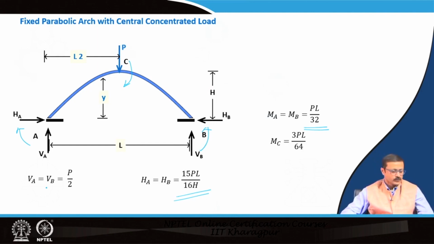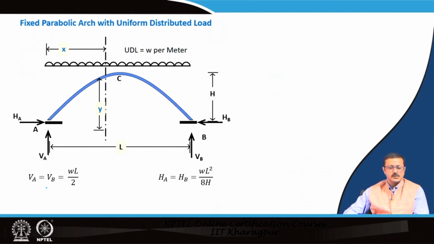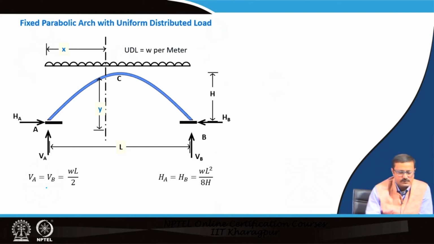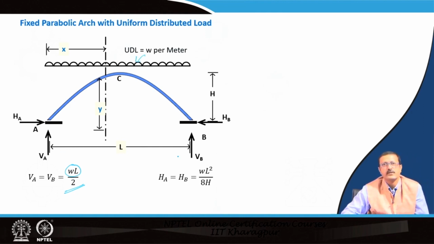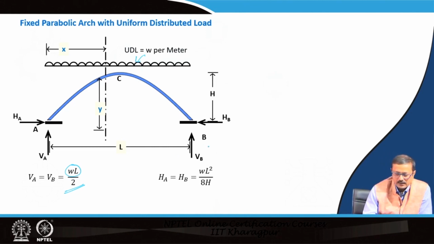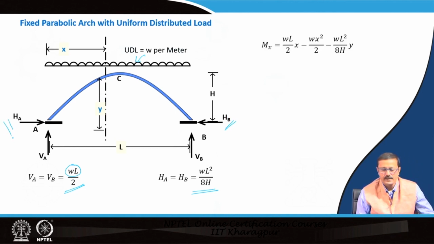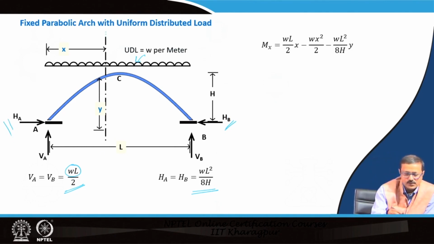Now, if the parabolic arch is under a UDL, a uniformly distributed load, then VA and VB equal WL by 2, that is, the total load is W into L, where W is the load per unit length and L is the length. So, WL will be divided equally by 2, and the horizontal reactions will be WL square by 8H. These two will be equal and opposite, and for the moment at x, I have found out what the moment is at distance x.